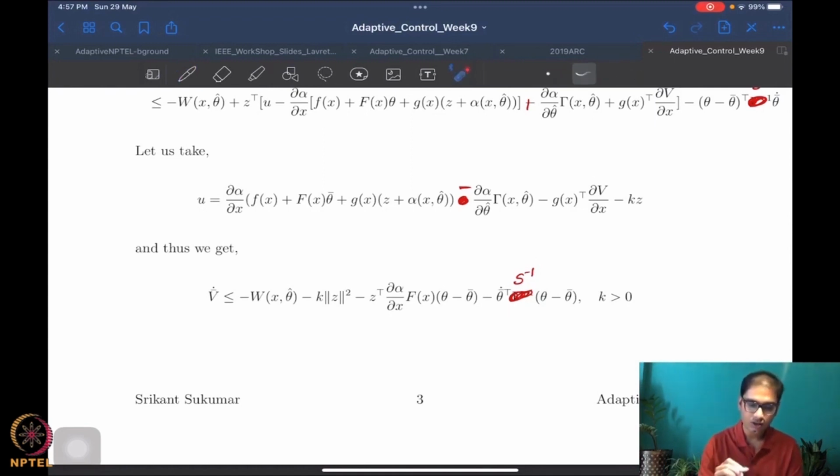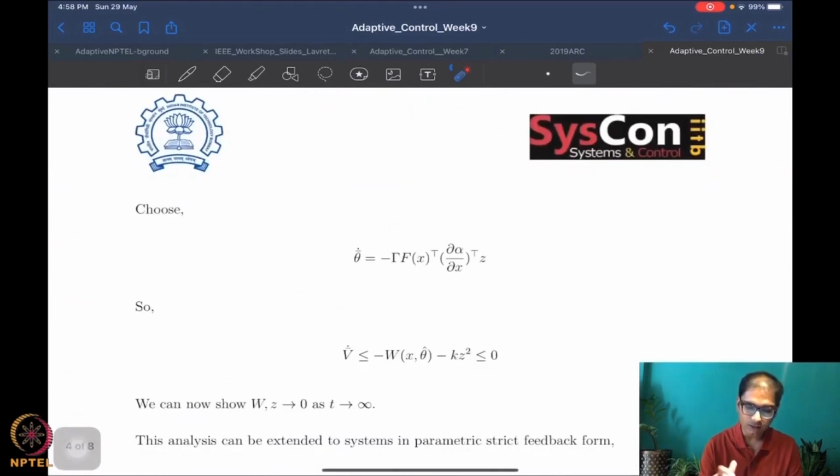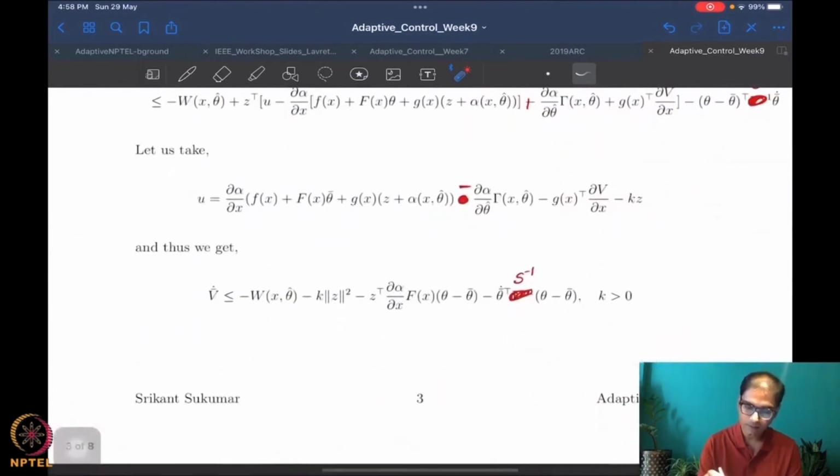All right, so good things happen as we expect, right? We have a nice negative term in the z, we have a nice negative term in w, which we know has to be a nice negative term, and then we are left with these guys which we know how to cancel, right? And how do we do that? We simply use this quantity to cancel this, right?